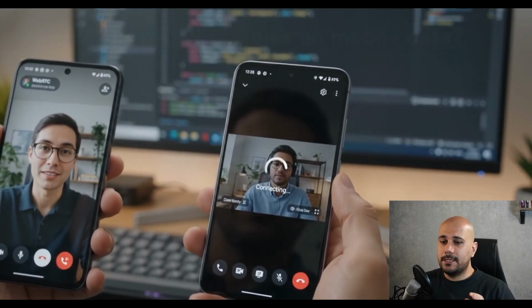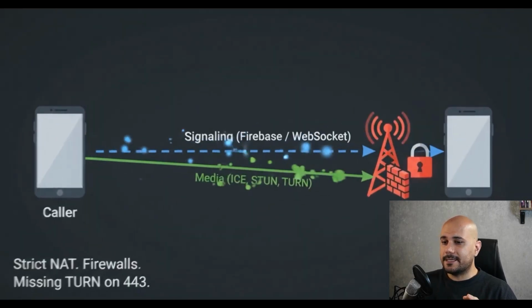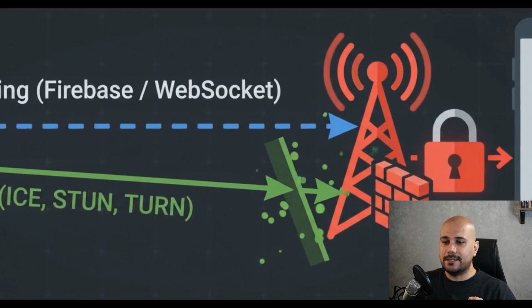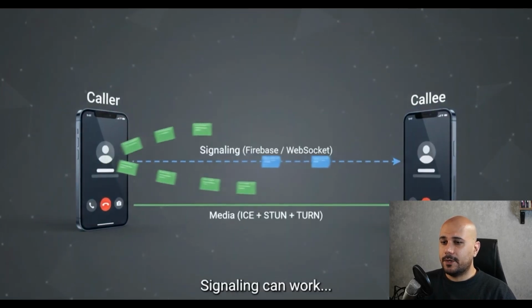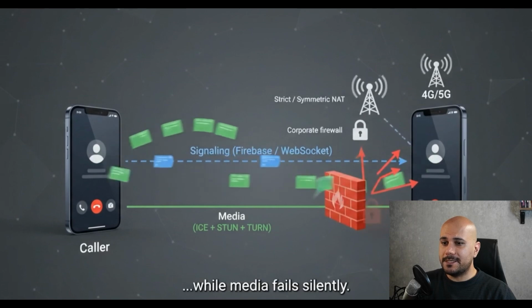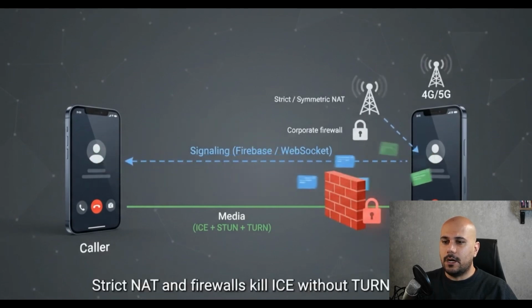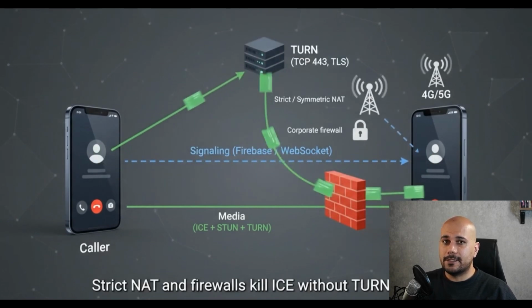The signaling still looks fine because Firebase is just passing offers, answers, and ICE candidates. But the actual media path is blocked by strict NATs, firewalls, or a missing TURN server on TCP. So ICE quietly fails and the call never stabilizes.